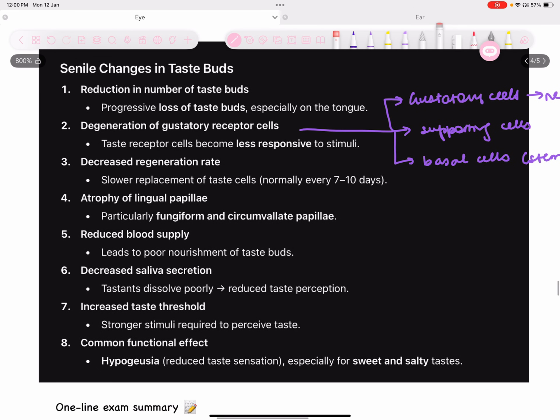Anyways, moving forward. Decreased regeneration rate, and we've covered atrophy of lingual papillae, all of them. Reduced blood supply leads to poor nourishment of taste buds. Decreased saliva secretion. Tastants dissolve poorly, reducing taste perception.